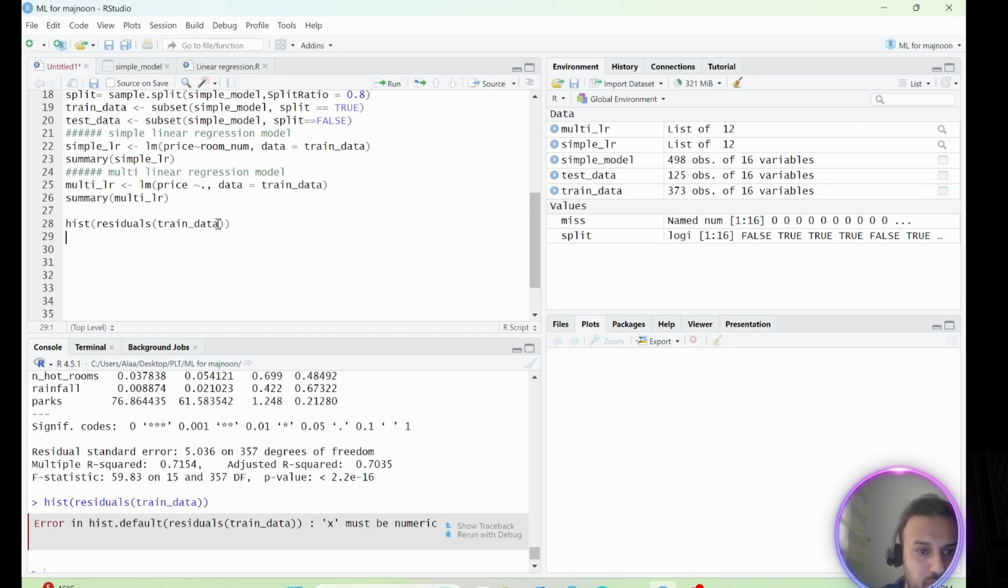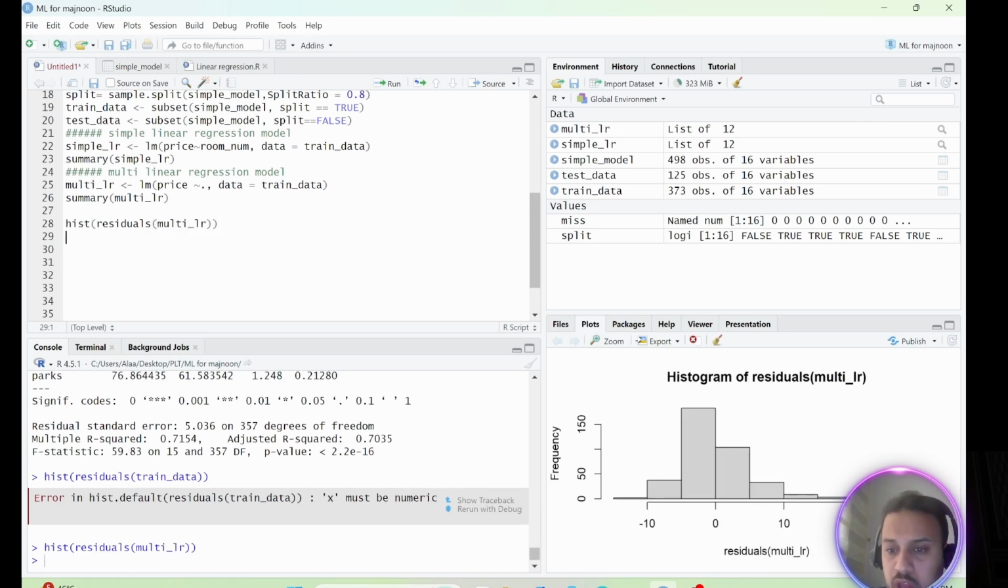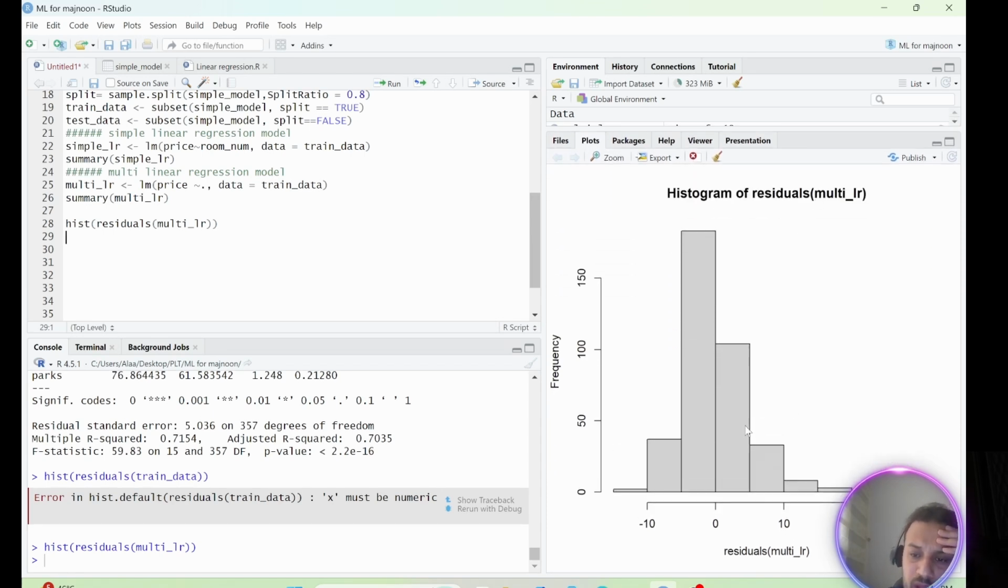Okay, sorry for that, I have to give it my multilinear regression, and then I'm going to check. The principle is that your residuals have to be normally distributed. That means from the right side and from the left side they have to be normally distributed. If your residuals are not normally distributed, that means your model is not perfectly fit. And this is the first thing you check for residuals.